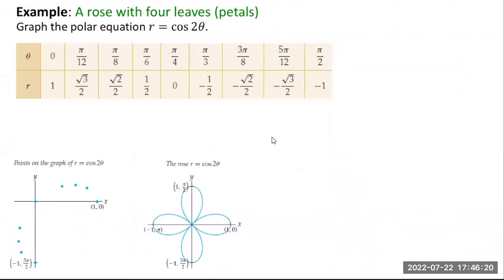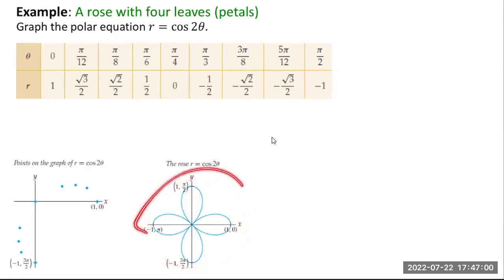Next, I want to talk about how to graph polar equations of this form, r is equal to cosine 2 theta. Let me mention that if you graph this one, you are going to have 4 leaves, like this. One of these pieces is called a leaf. Altogether we have 4 leaves here. I'm giving you the graph first, then I will walk you through the steps.